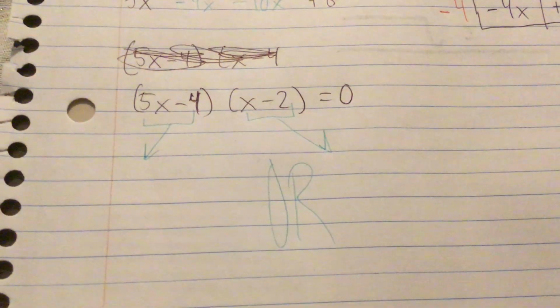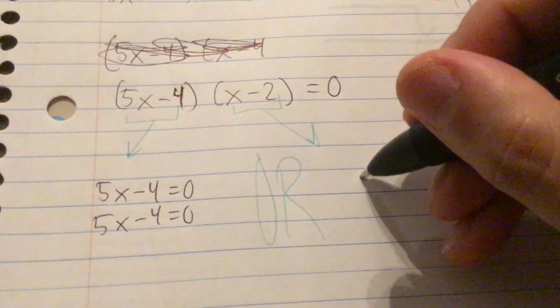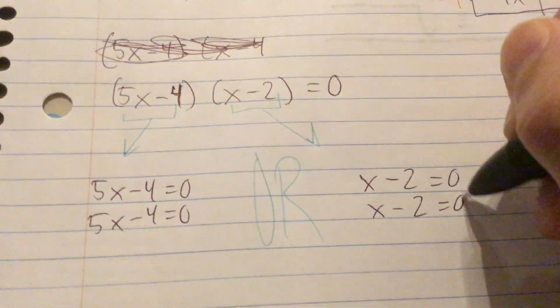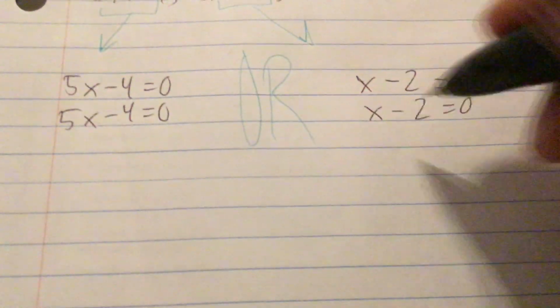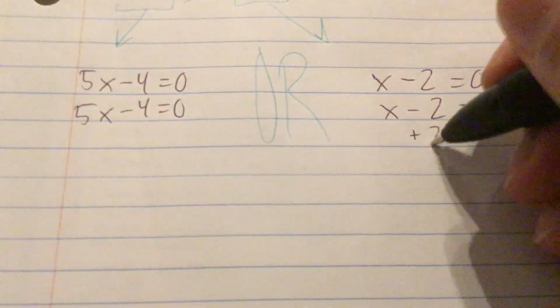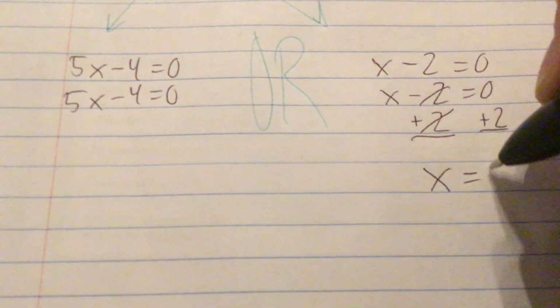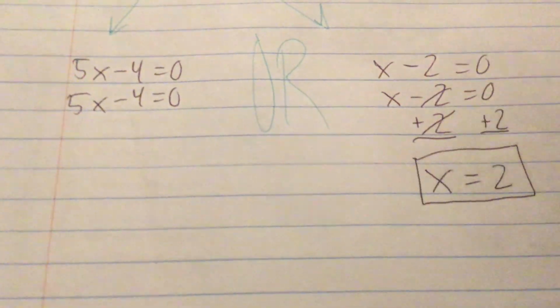So in particular, I've got 5x minus 4 equals 0, or x minus 2 is equal to 0. Well, I'm going to start with the right side since it's much easier. X minus 2 equals 0. I'm going to add 2 on both sides, and that gets me x is equal to positive 2.